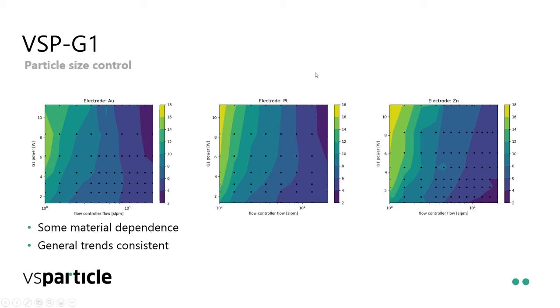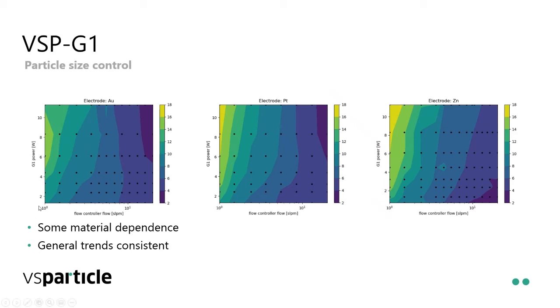This is for gold, for platinum, and for zinc. You'll see similar sort of behavior. And we have this for a bunch of elements. And if we don't have a specific element, we can typically make one of these quite quickly to just get you started figuring out how to configure your G1 to start getting the particle size that you need.